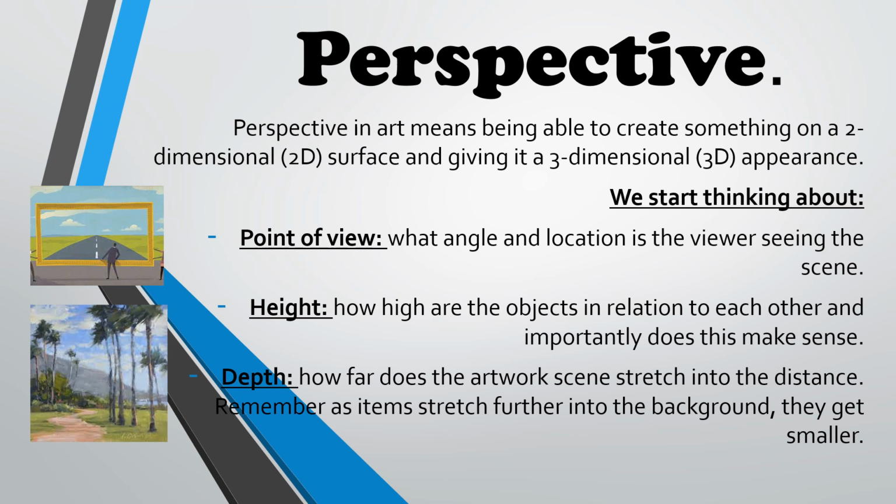So we start thinking about point of view. Point of view means what angle and location the viewer is seeing the scene from. So you are the viewer. Where are you looking at the scene from? We also think about height, so how high are the objects in relation to each other, and importantly, does this make sense? Remember, as things go into the background, they get smaller. As they get closer to you, the viewer, they get bigger.